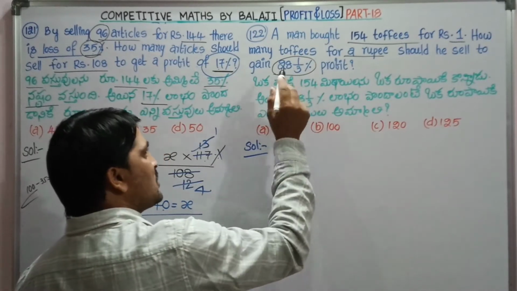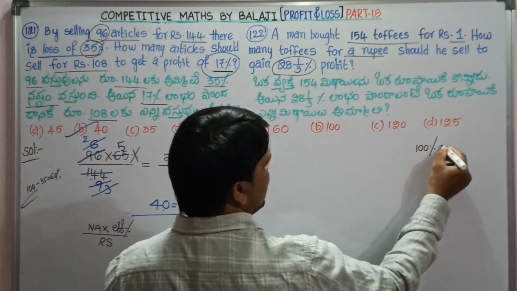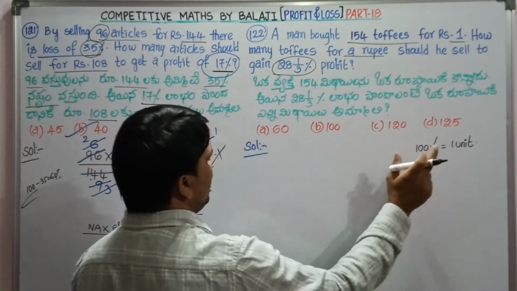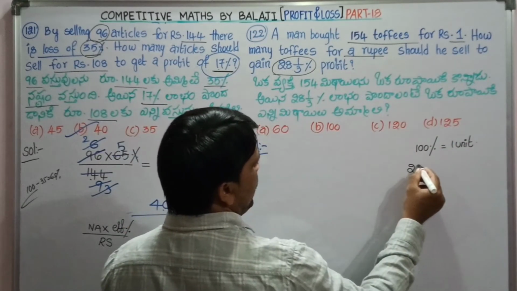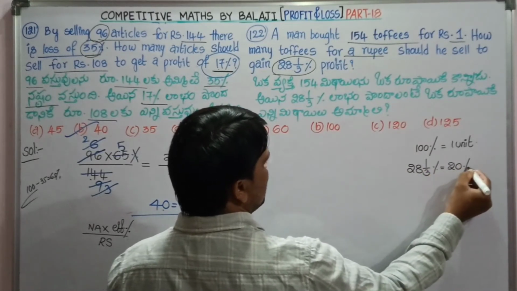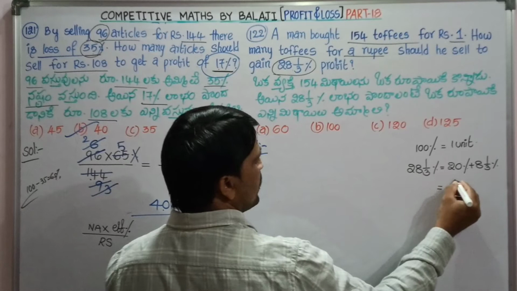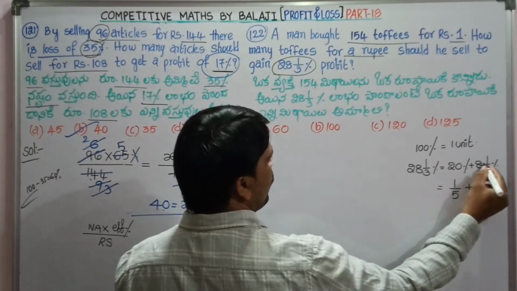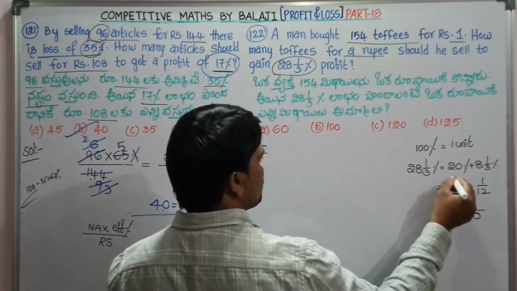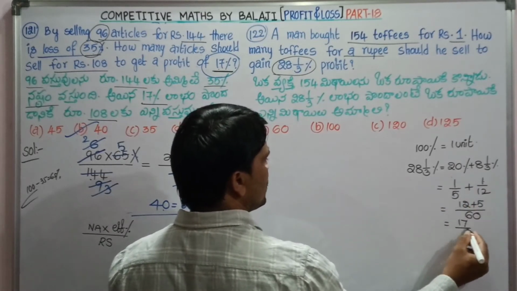Here the percentage is difficult. We know that 100% investment is always 100%, nothing but 1 unit. That is 100 out of 100, that is 1 unit. As well as 28 whole 1/3%, it can be split as 20% plus 8 whole 1/3%. The 20% fraction value is 1/5. The 8 whole 1/3% fraction value is 1/12. 12 5s are 60, which is the LCM. By cross product, 12 ones are 12 plus 5 ones are 5, which is equal to 17/60.